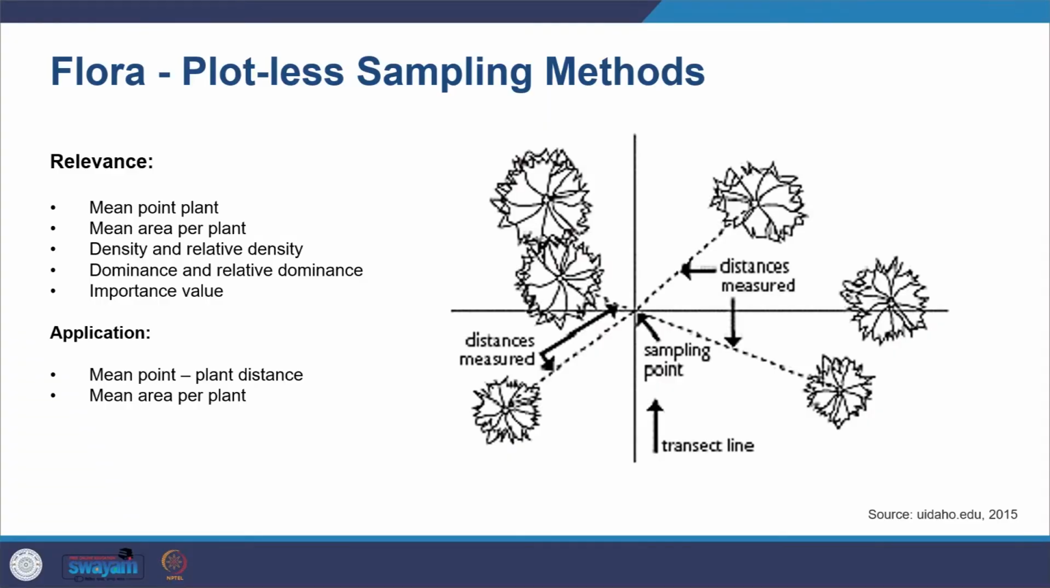You see the plotless sampling methods, so you do not identify a plot, but you stand at a point and look at the distance and see what kind of variety you have. Through this you can take the mean point-to-plant distance, mean area per plant, density and relative density, dominance and relative dominance, and importance values can be seen. It allows rapid and extensive sampling. So this really helps you to do it very fast. Then that was for the flora, and now you look at the fauna.